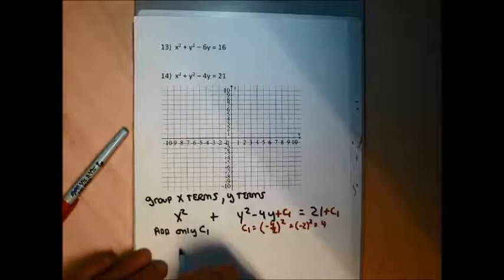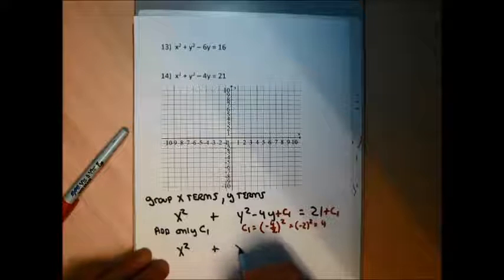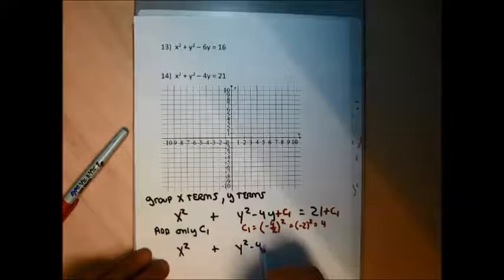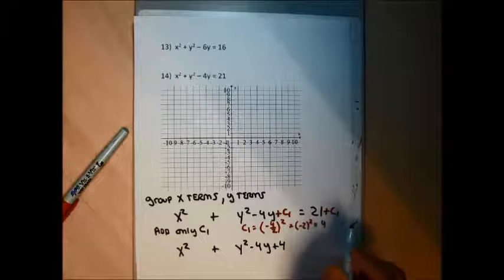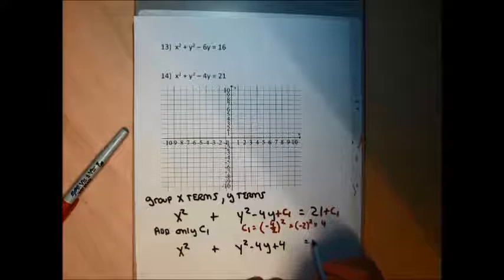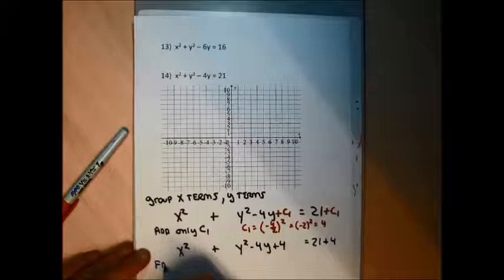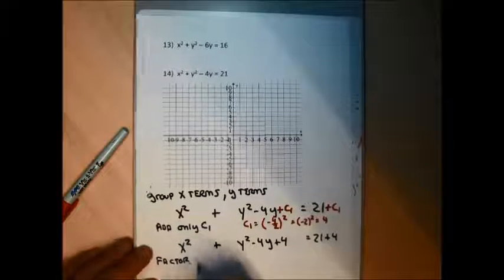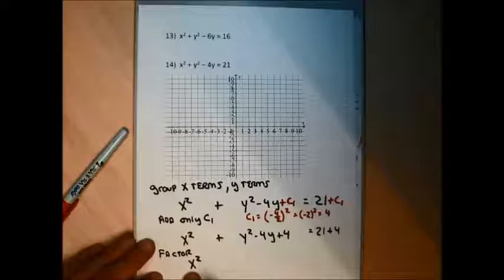So I'm going to leave the x term by itself as x squared, and then I'm going to write y squared minus 4y plus 4 for the y terms, and then on the right hand side I'm going to write 21 plus 4. Now I'm going to factor, and I don't have to factor the x part. I'm just going to leave it at x squared, and I know that the x coordinate of the center is going to be 0. I'll show you how to make that more apparent in a bit.